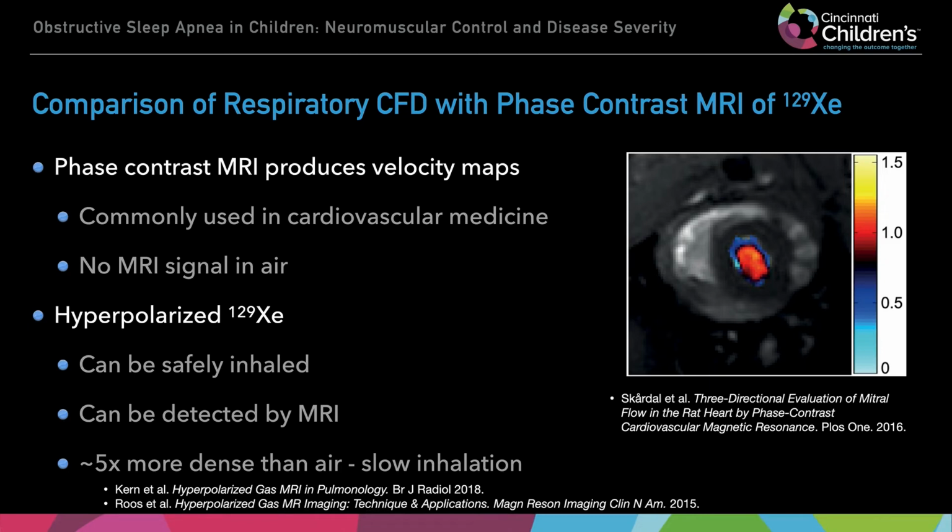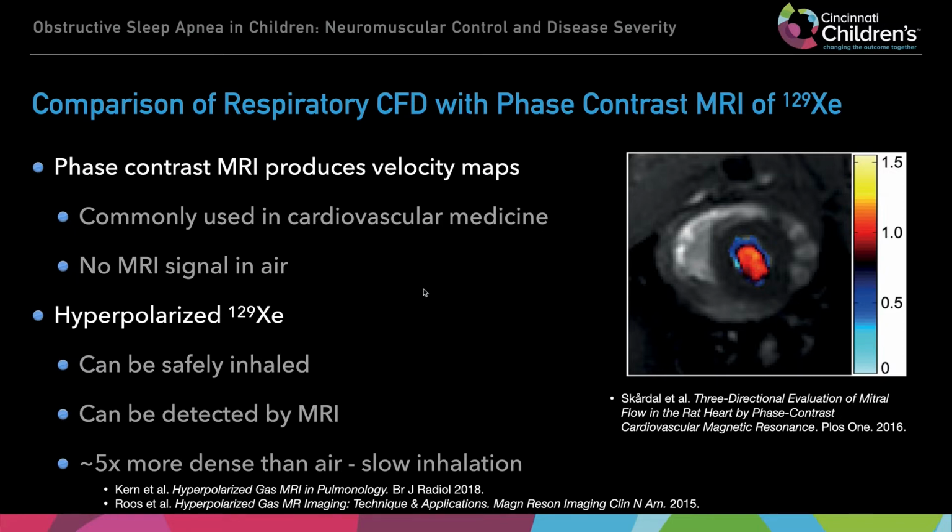But does it give us the right answer? We wanted to compare our velocity fields from CFD to something that we could measure in vivo. There's been lots of people have done studies where they've compared CFD to models. We wanted to see if we could do this in vivo. So we wanted to use a technique called phase contrast MRI, and that means producing a velocity map from the MRI data. This is used all the time in cardiovascular medicine, where you can see the velocity of blood, and this is what this image here is. This is the velocity of some blood in a rat.